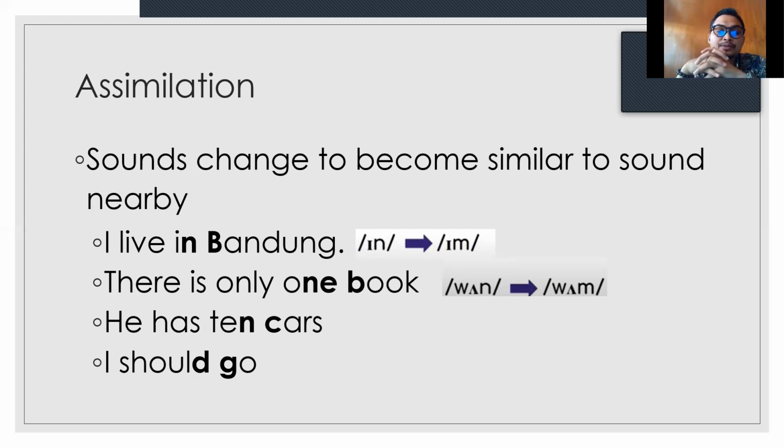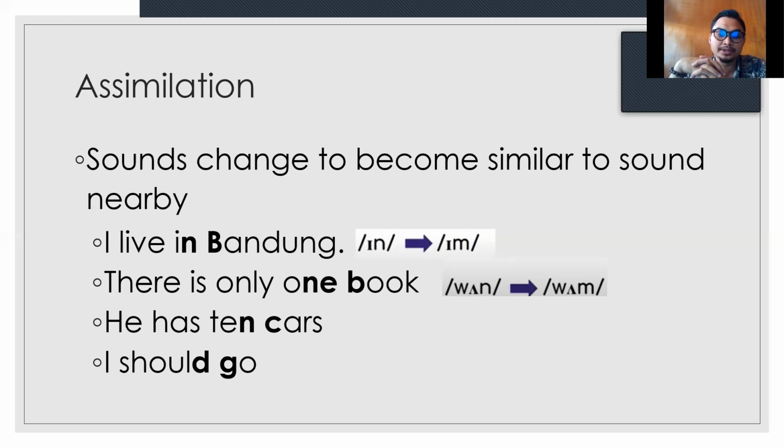Another example we have: there is only one book. One book. But if you use connected speech, or you pronounce it quicker, it becomes "there is only one book." Because the last sound of "one" is the consonant n, and it is influenced by the sound b after it, so it becomes m.